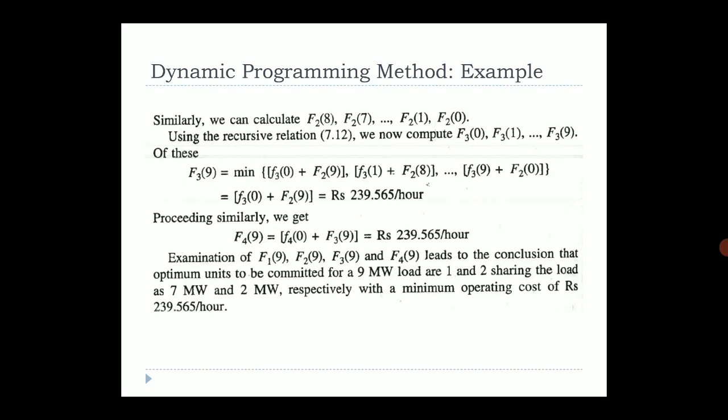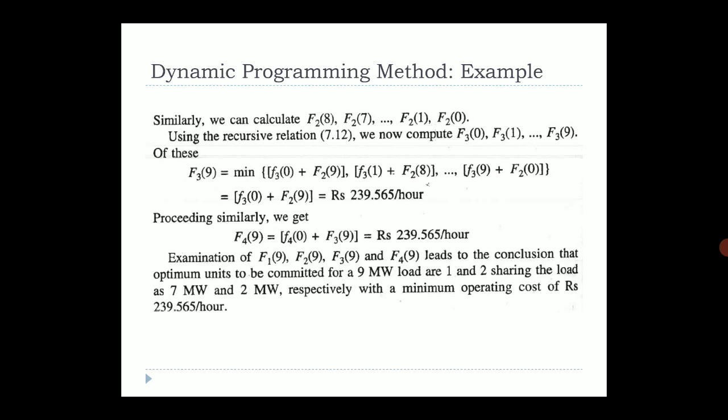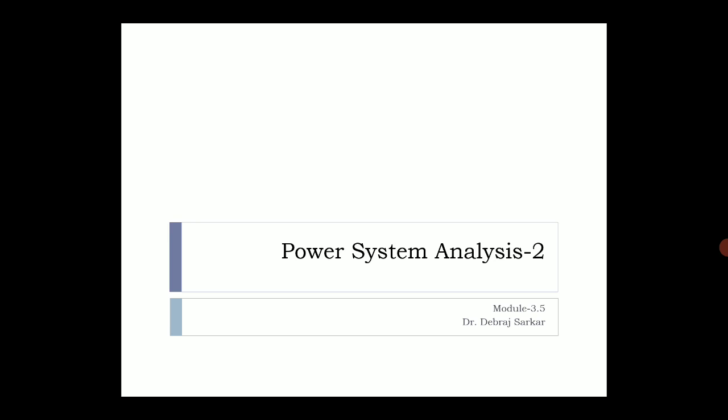Okay, so after we find F2 of 9, this last line, F2 of 9, is given like this; this is done by computer. You don't need to do this yourself, but you need to understand how the process is done. Now when capital F2 of 9 is found, you need to find capital F2 of 8, F2 of 7 and so on down to F2 of 0. Then F3 of 9 again is the minimum of small f3 of 0 plus F2 of 9, small f3 of 1 plus F2 of 8, and so on. Again the same procedure is completed for the next load point. So this is an example of the dynamic programming method.